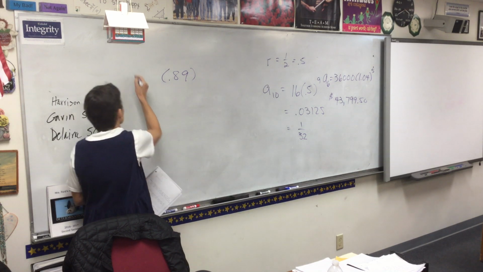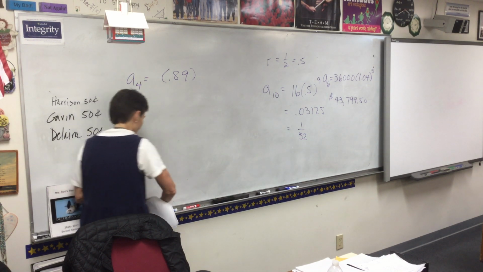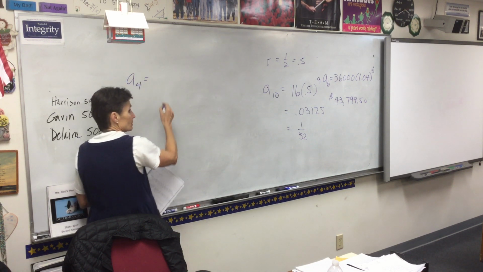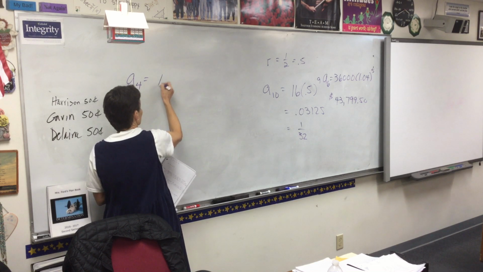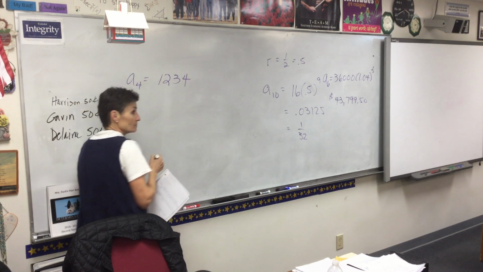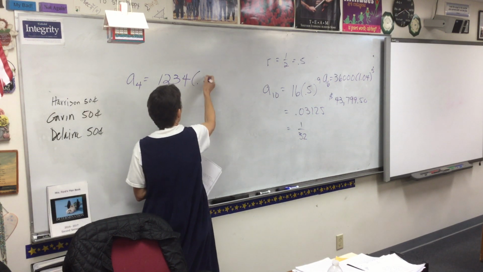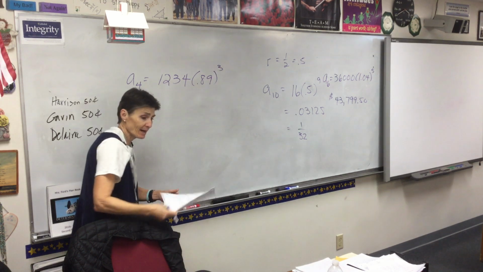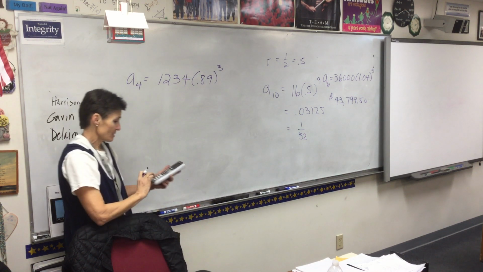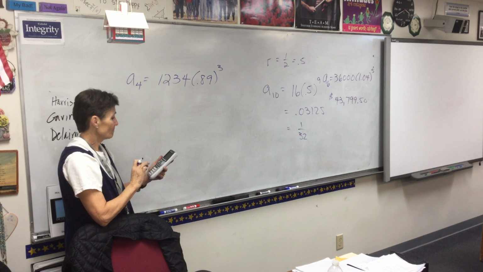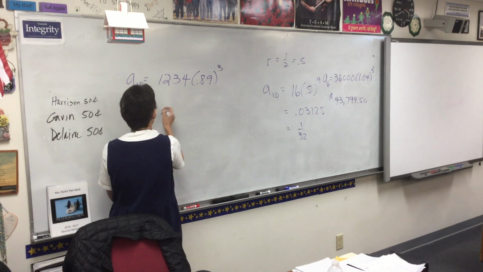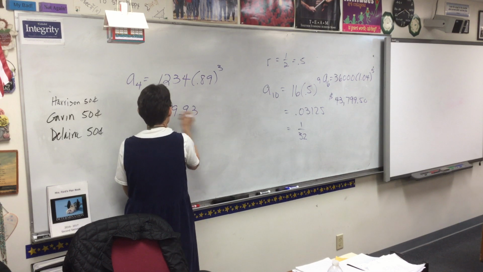We want to know her expenses in the 4th year. So what do we start with? 1, 2, 3, 4. We multiply by 0.89 to the what power? Third. And that's it. Guys, isn't this easy? This is so easy. 1, 2, 3, 4. 0.89. Third. I got 869.93. Is that right?